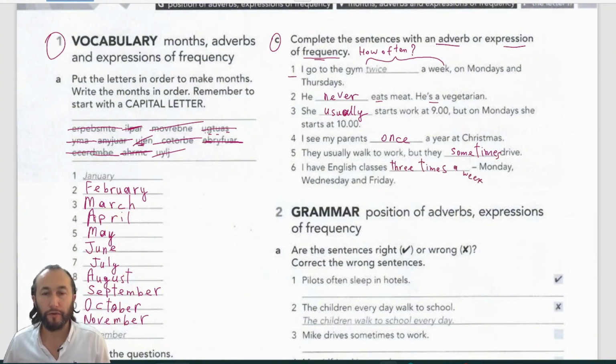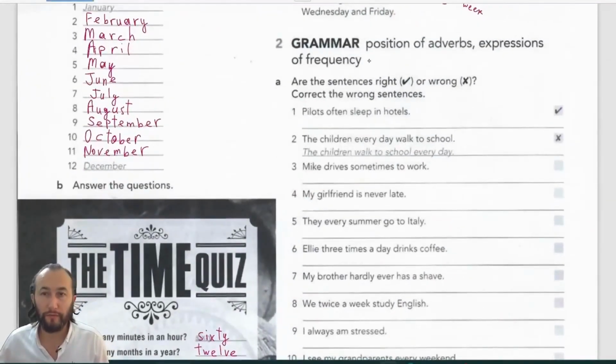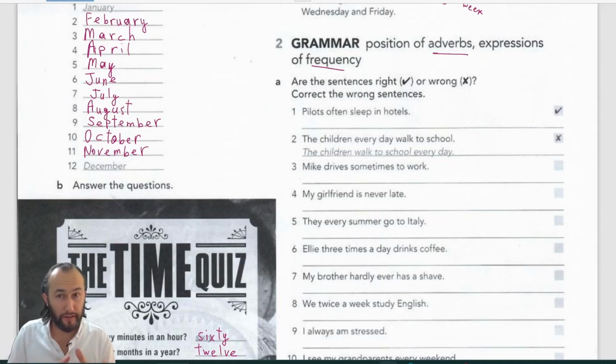Okay, so that makes us move to the next exercise, which is grammar. Exercise 2, position of adverbs. I have already explained the position of adverbs of frequency. Adverbs of frequency come before the main verb or after the verb be. Verb be is the exception, like am, is, are, was, were. We use adverbs of frequency after it. But with other verbs like go, eat, sleep, play, we use the adverb of frequency before it. And expressions of frequency, as I said, go at the end of the sentence. That's the usual place.